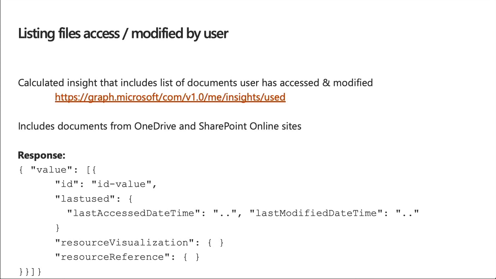This request is going to return a similar response to what we saw with the trending endpoint, except that each item returned doesn't include a weight. And in the collection, it's going to include a last used object with two properties: when it was last used or accessed, and when it was last modified.